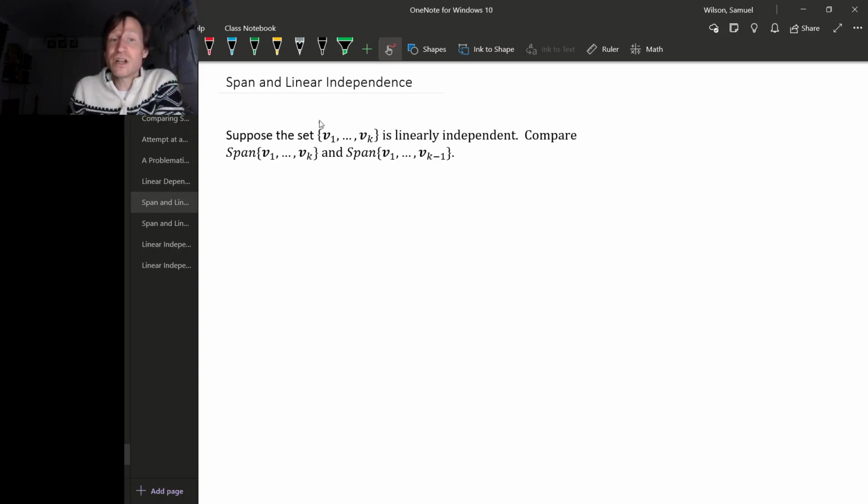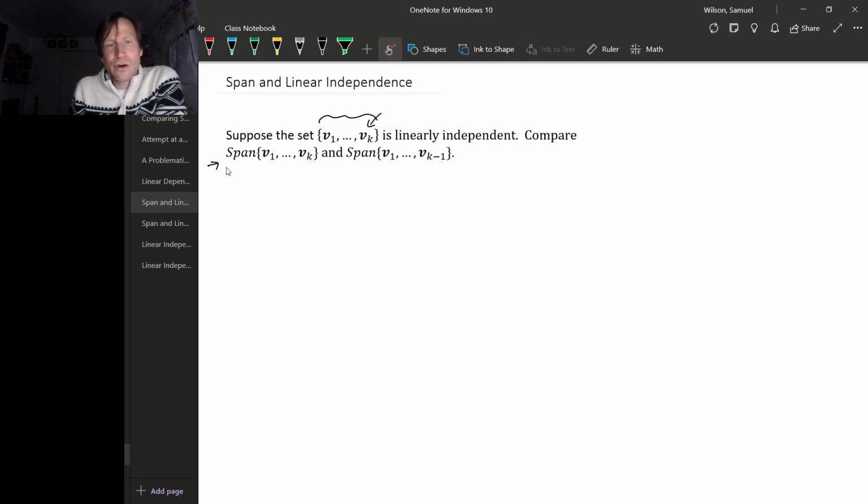Let's suppose we have a collection of vectors that's linearly independent, and let's compare the span of those vectors to the span of all of those vectors except one. Here I've left off just the very last vector, v sub k, but since these vectors are anonymous, they aren't actual vectors with actual numbers in them, if we rearranged things, by leaving off the last one we could actually be leaving off any of the vectors. So it looks like I'm only using the last one, but really this could be any vector that we're leaving off.